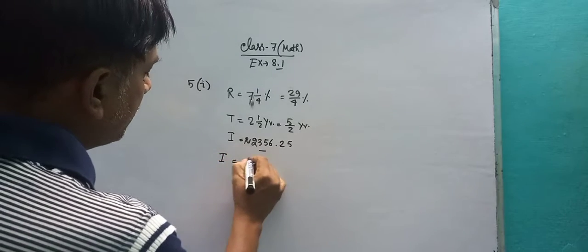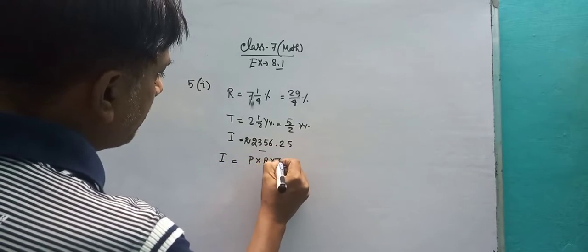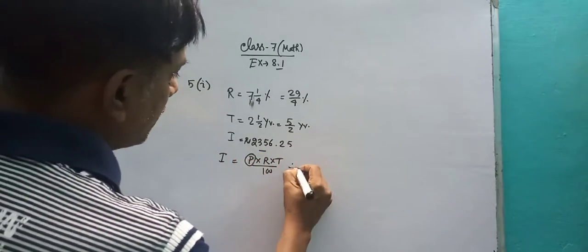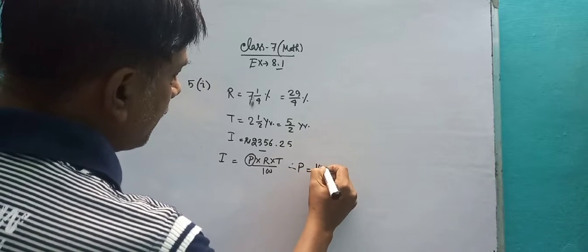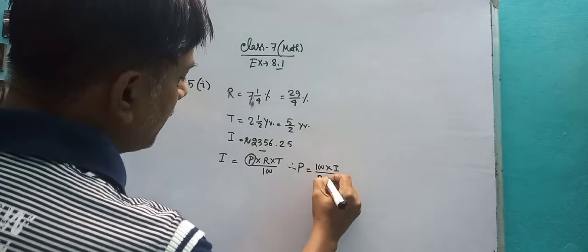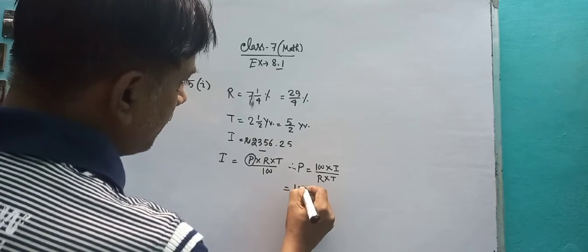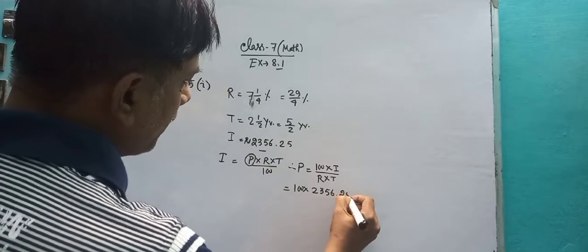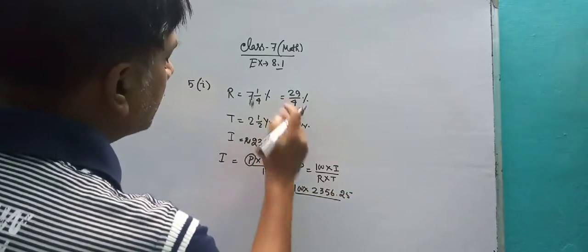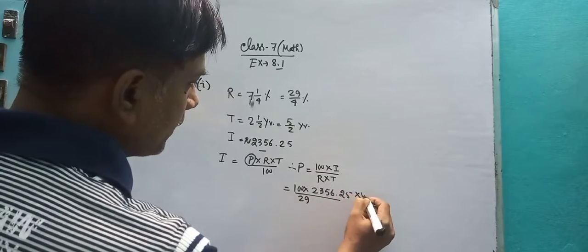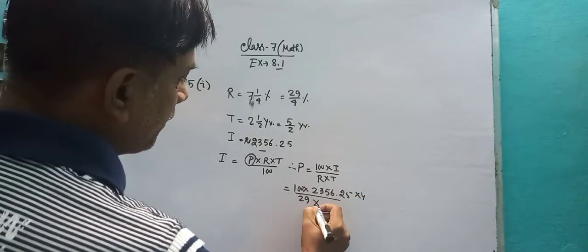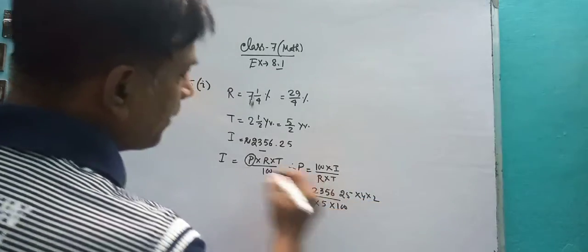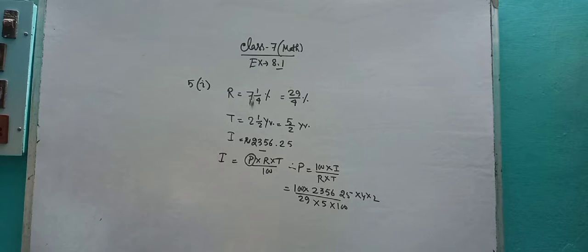So the same formula: P into R into T by 100. So P is equal to 100 into I by R into T. 100 into I means 2356.25. Rate percent is 29 by 4, the 4 goes to that side. Time is 5 by 2, the 2 also goes to that side. And this is the point: divided by 100. Any problem? I think you have not faced any problem.